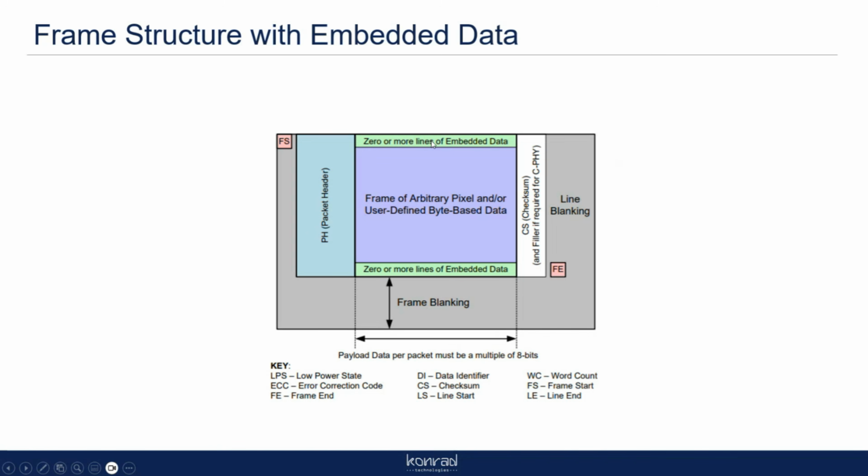You may or may not have embedded data, because not only can you send camera data, you can send information like, what is my frame ID? What is my resolution? You can bury any type of information. You can bury the serial number of it in there. There's different things you can pack in there depending on how your sensor is configured. And then you have your actual pixel or user defined, so you can even do custom stuff. Then you may or may not have more embedded data. You may or may not have frame blanking. And then you have your checksum, and you may or may not have line blanking at the end. And then you have your frame end. So this is your entire packet as you go along.